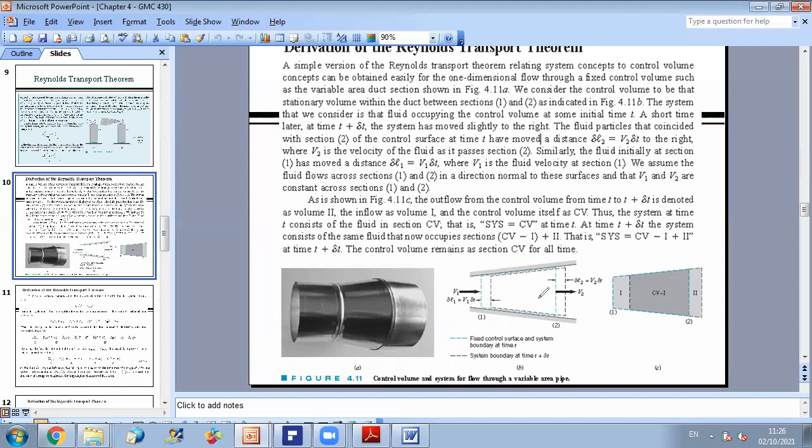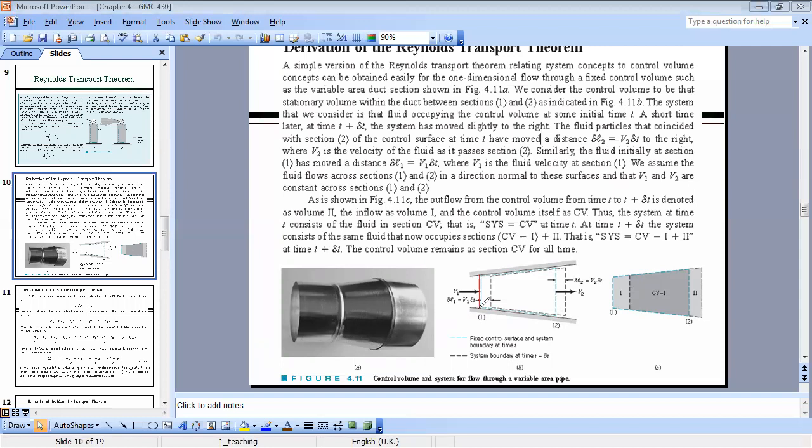So if I look at a mass, I should follow it. Let's say you have a certain number of particles that you are tracking. Let's say these particles are limited by this geometry. So one part of them is already inside your control volume, and one part is outside.